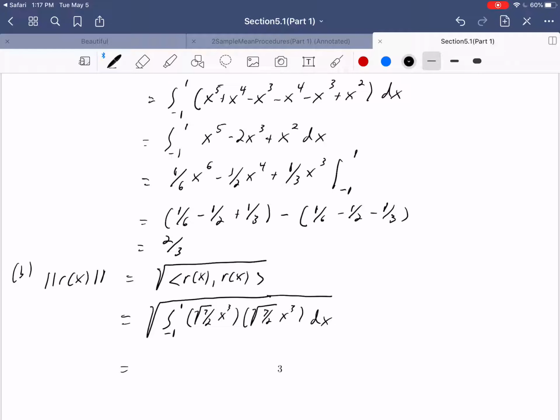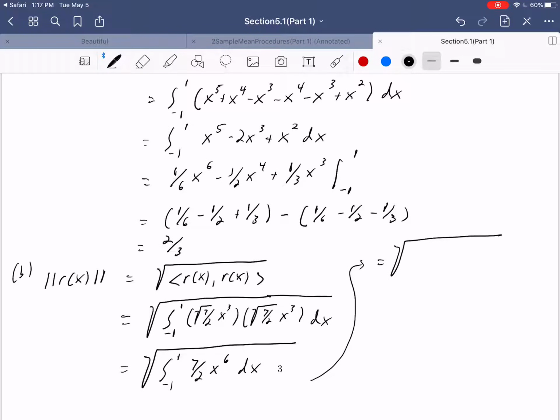So it looks like we get the square root of the integral from negative 1 to 1 of 7 halves x to the 6 dx. Then we'll just pull this over to here. That should be the square root. When we integrate that, looks like we get 1/2 x to the 7th, evaluated from negative 1 to 1, which looks like we get 1/2 minus negative 1/2 when we plug those in.